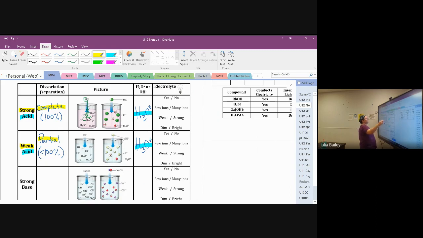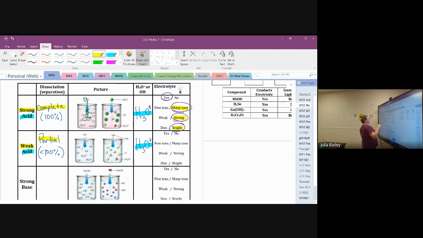What does this mean? Will it conduct electricity? Yes, because there are some charges dissolved in there. But if it's strong, that's going to make a lot of ions. And that means a light bulb would light up very brightly. So again, the word strong is what tells us that there are many ions. It's strong and it's bright.